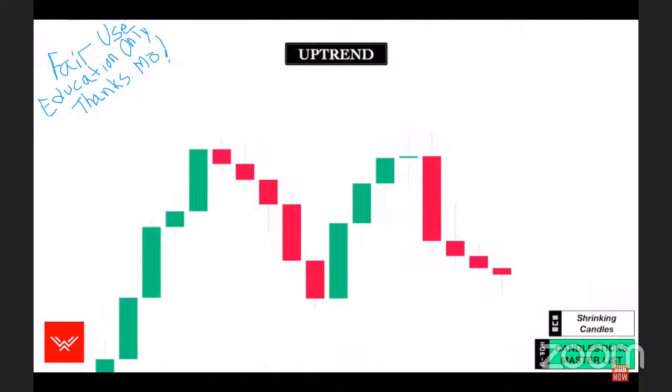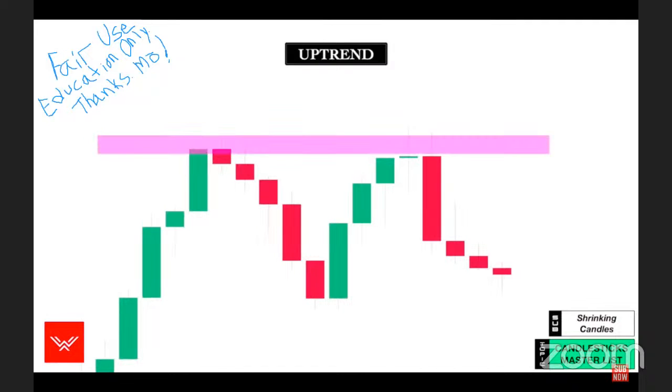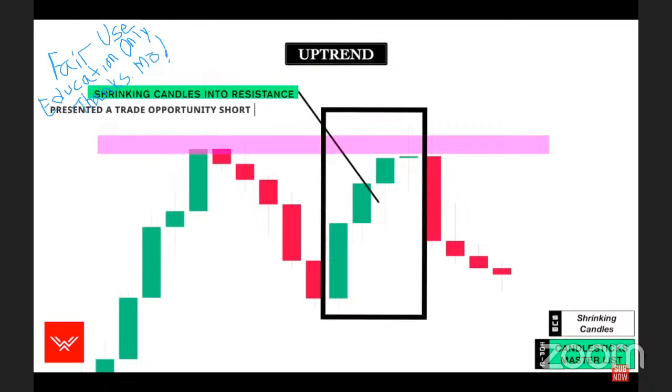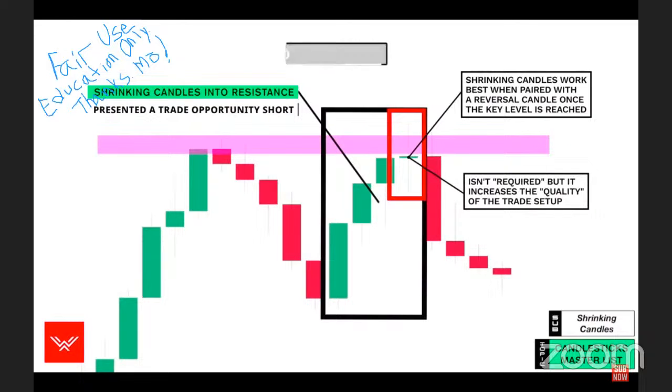Starting with an uptrend, price came up, hit and reversed, giving you a key level of resistance. As price was approaching the key level, notice how the candles get smaller and smaller in size. Now this pattern works best when it also forms a reversal candlestick pattern once price reaches the level, such as a long wick candle like this. This isn't required, but when you have this combination, it will increase the quality of the setup.